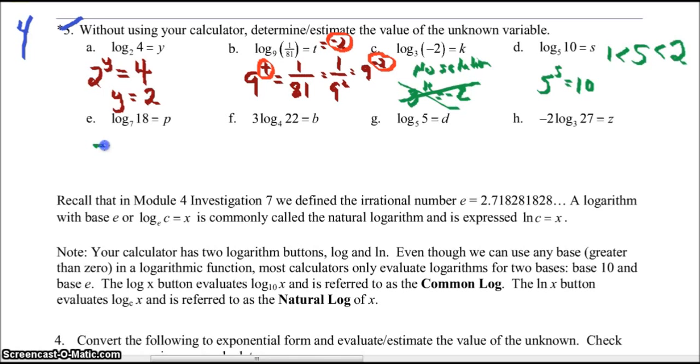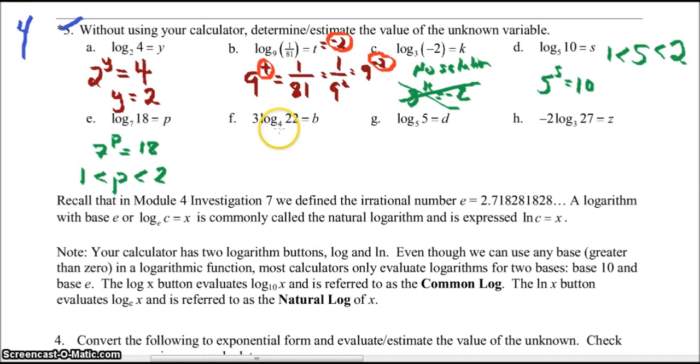Let's see, 7 to the p equals 18. I don't know anything that works there, but I know p has got to be in between 1 and 2, because 7 to the first is 7, and 7 squared is 49. It's somewhere in the middle.